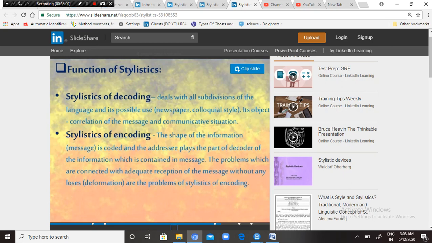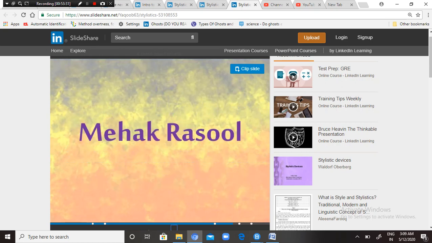Functional stylistics. What are the functions? Now we discuss the functions of stylistics: stylistics of decoding and stylistics of encoding. The shape of the information, the message, and the addressee play the part of the decoder for the information contained in the message. The problems concerned with the adequate reception of a message without any losses. Deformation is the problem of stylistic encoding.